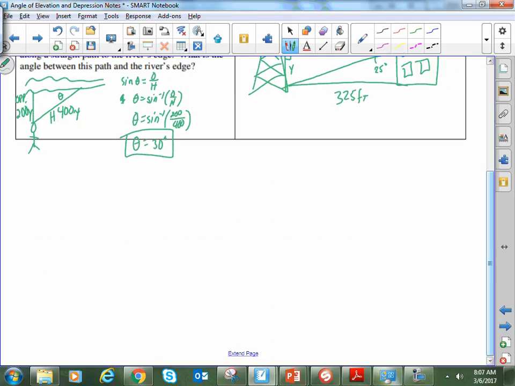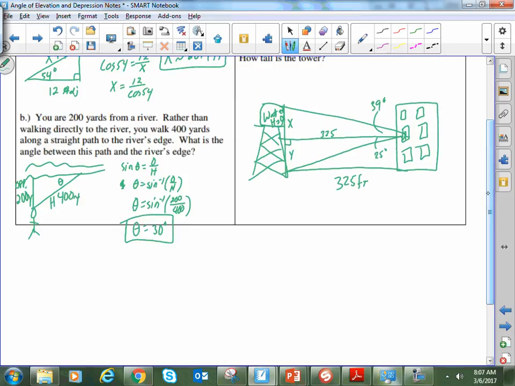So give myself a little bit more room to work here. All right, so let's find x. x is the opposite side, versus the adjacent side, 325. So that's going to give me tangent. Tangent of my angle is opposite over adjacent. So in this case, tangent of 39 is equal to the opposite side, which we don't know, over 325. So that's going to give me 325 times tangent of 39. Type that into your calculator, and you'll get about 263.2 feet for x.